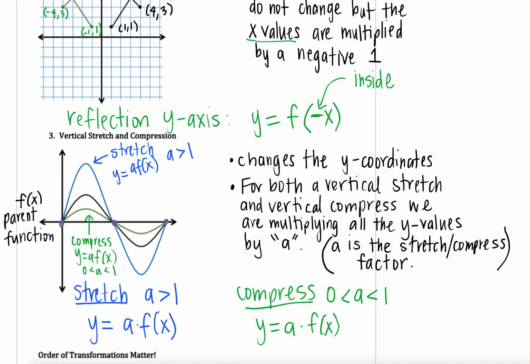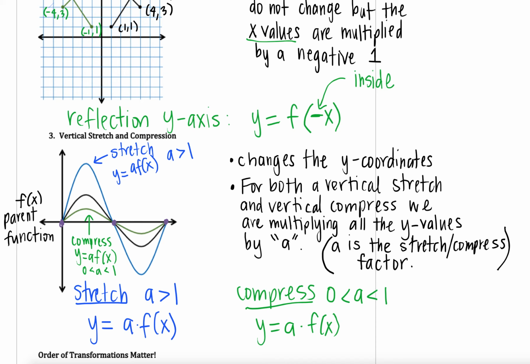Since this is a vertical stretch or compress, this is changing the y coordinate. And for both of these, what's happening is that we are actually multiplying all of the y values by this factor, or this letter a, and a is what we call the stretch or compress factor. So in both of our cases down here, we see I have y equals a times f of x, and how we determine if we're stretching versus compressing depends on what that value of a is.